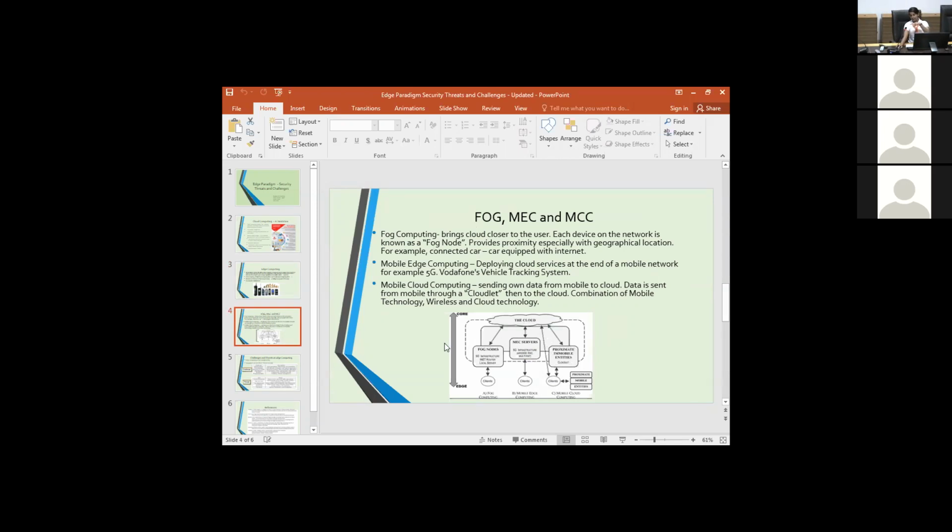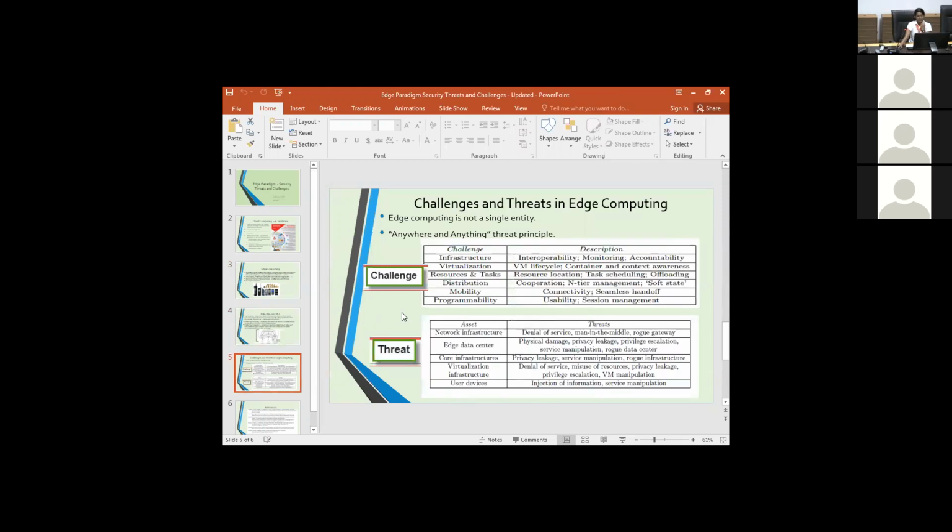With these enhancing technologies, there are some challenges and threats. If you can see, the challenges and threats discussed in the paper are associated with their key components, or I would say the assets that are used in the setup of edge computing, the infrastructure, what equipment has been used to set up the edge computing. The edge data center is basically the center where the edge computing servers are hosted. And then the virtualization infrastructure is used mostly by mobile edge computing. These are virtual servers that are used for the transmission and interchange of data. And then again, it's us, the user devices.